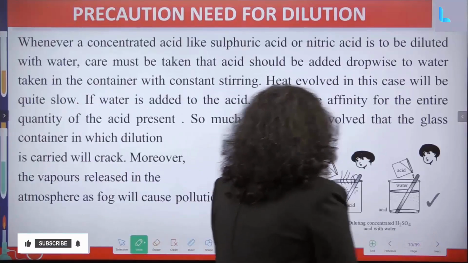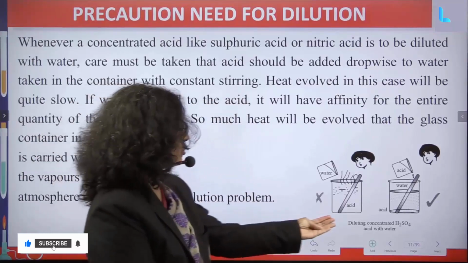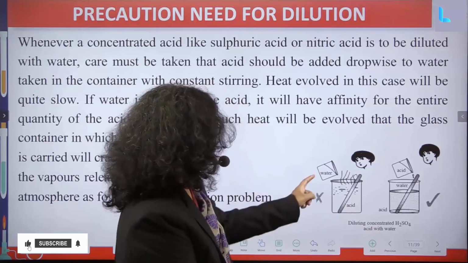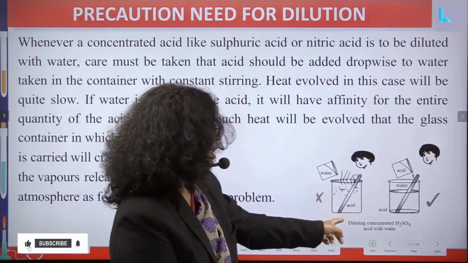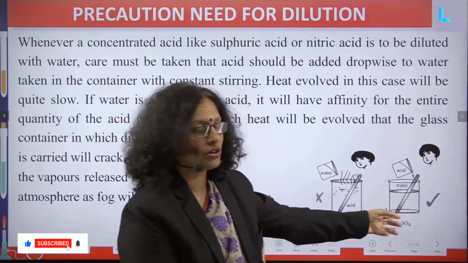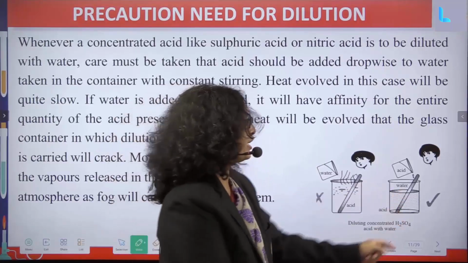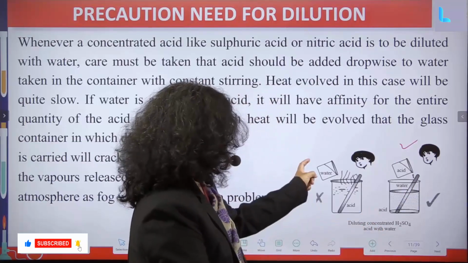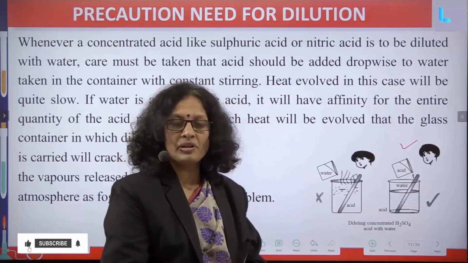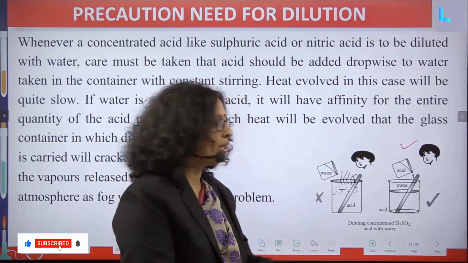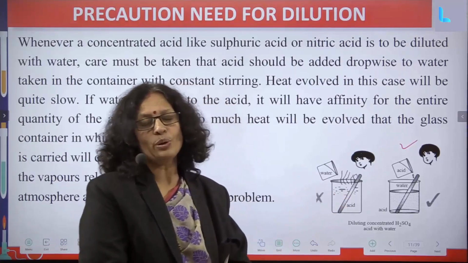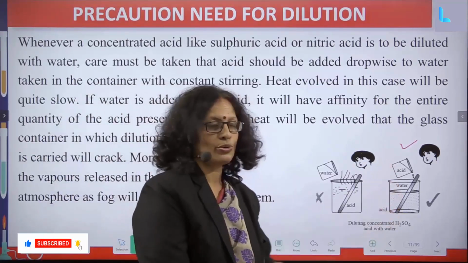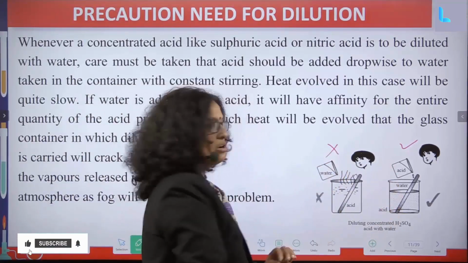Clear? Now see here, they have shown you diluting concentrated sulfuric acid with water. Acid is added to water. This is the correct way, when acid is added to water. Now if water is added to acid, what will happen? The heat generated is uncontrollable and the acid may splash out or it may break the glass apparatus. That is why acid should be added to water, not water to acid.